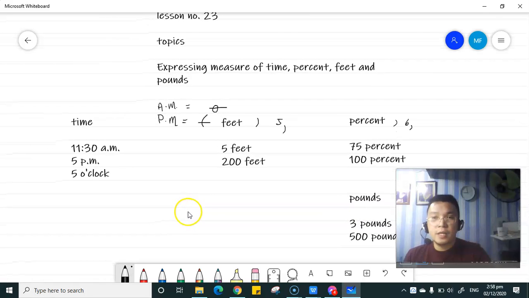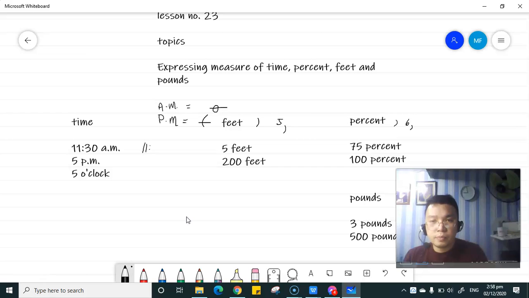Okay, so let's proceed. Let's have the 11:30 a.m. Simple as this. 11:30, of course. Then, as much as possible, it's just like cursive writing. Then, to represent the AM, A and M symbol, so the M is intersected. Then, 5 p.m. 5 o'clock is represented by the O symbol. It should be above the number. So, 5 o'clock. Okay, as simple as that.